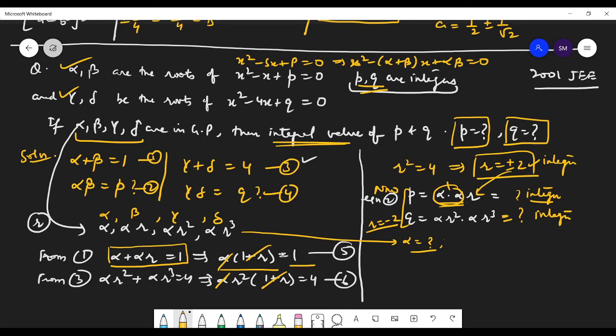So put this in equation 5. Put r equals to minus 2. What do you get as the value of alpha? Find out the answer, students. What will be p and q? And put r equals to 2, then what is the value of alpha and what will be p?